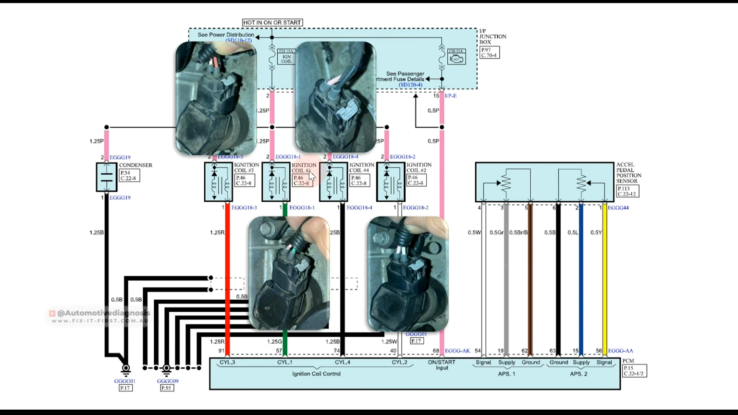For ignition coil number 1, we have the green one as a control line and still pink one for the power supply. Again, on here, pink wire is the supply and the black wire is the control line. And ignition coil number 2, we have a white wire for the control line and pink for the power supply. So this is how you can find the wires to inspect the power supply.